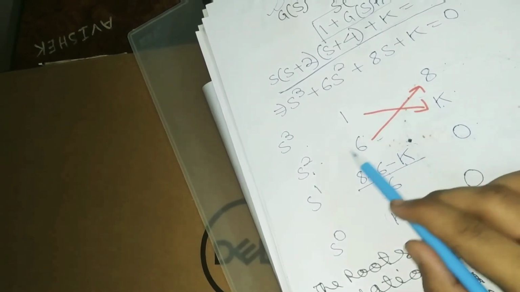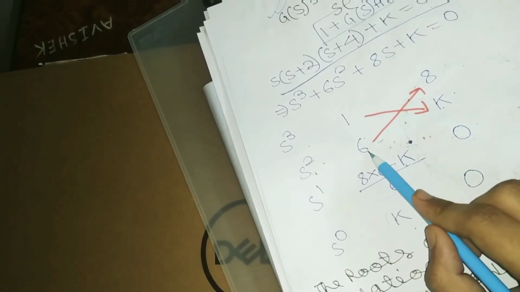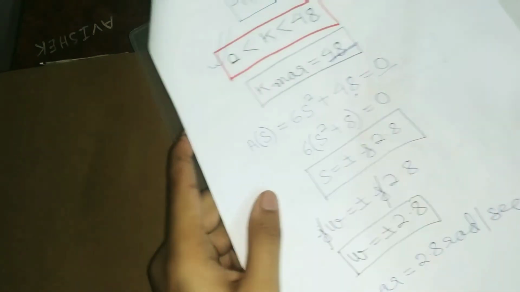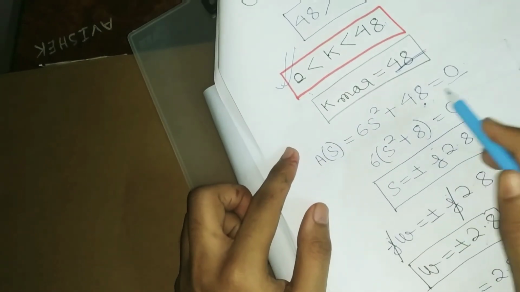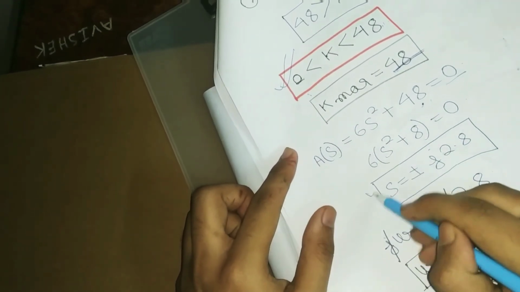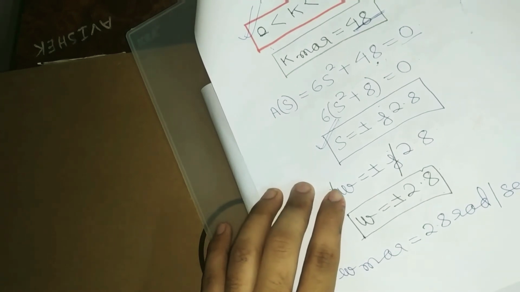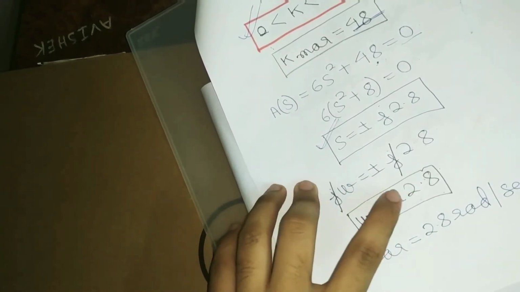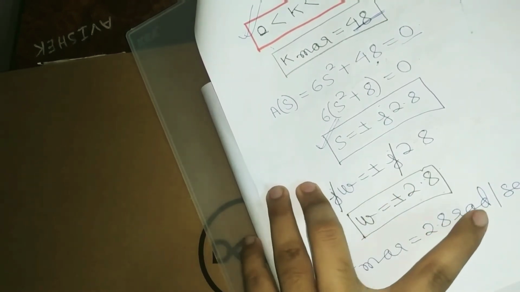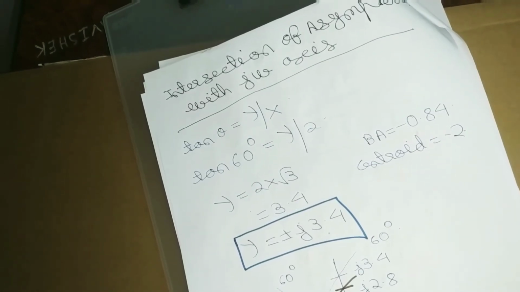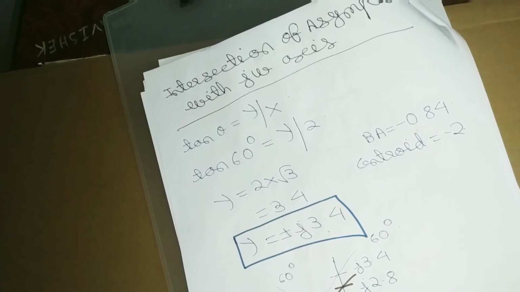So we have to take this. So what will it become? 6s square, and k marginal is 48. So 6s square plus 48. As you can see, 6s square plus 48 means, after calculating, s is equal to plus minus j 2.8. If you compare with j omega, then omega will be plus 2.8 radian per second. Okay. Next you have to find the intersection of asymptotes with the j omega axis.